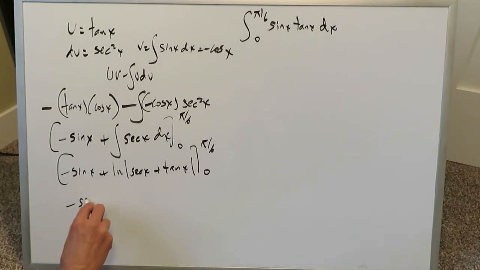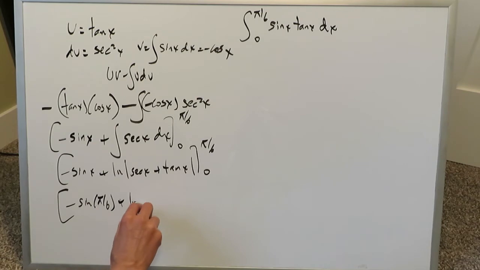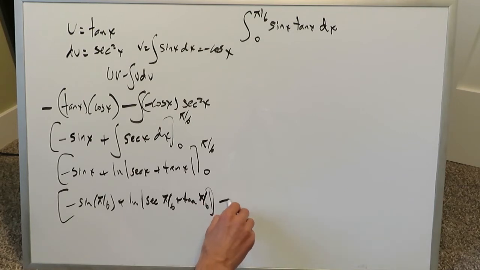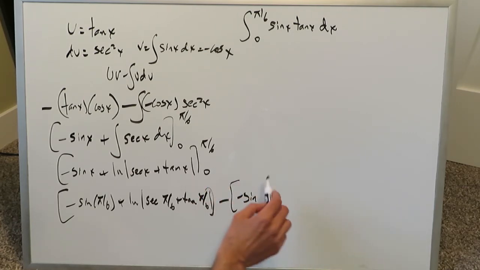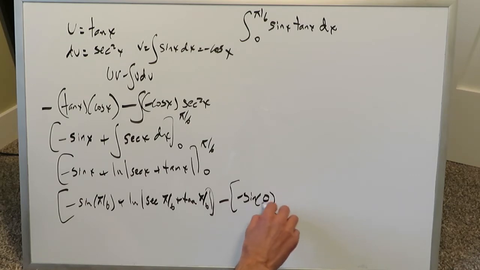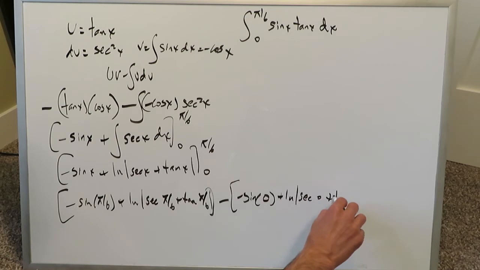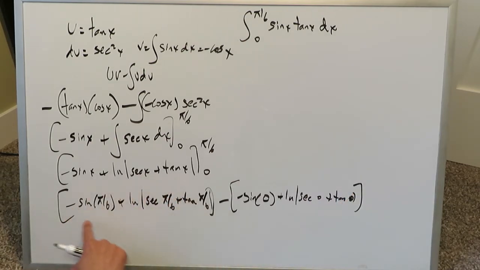You will have minus sine pi over 6 plus natural log of secant pi over 6 plus tan pi over 6, and then we have the minus. Then we plug in the lower limit: minus sine 0 plus natural log of secant 0 plus tan 0. You see how you're doing it? Upper limit first, expression, then minus, then lower limit.